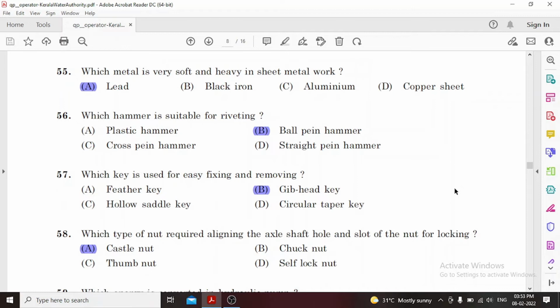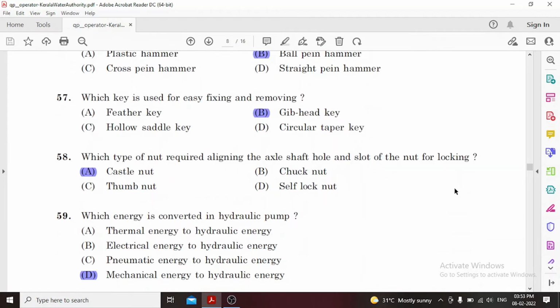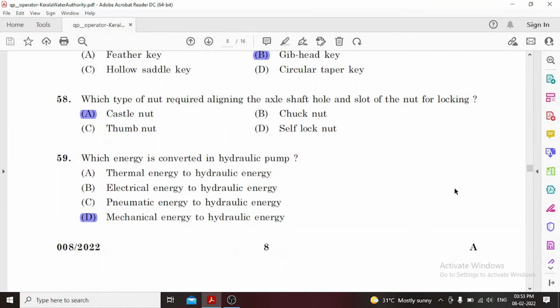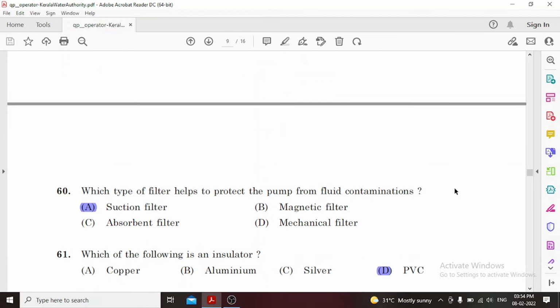57. Which key is used for easy fixing and removing? Gib head key. Option B, gib head key. 58. Which type of nut requires aligning the axle shaft hole and slot of the nut for locking? Castle nut. Option A, castle nut. 59. Which energy is converted in hydraulic pump? Mechanical energy to hydraulic energy. Option D, mechanical energy to hydraulic energy.